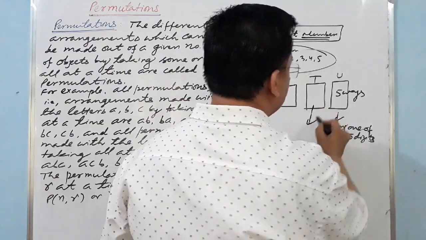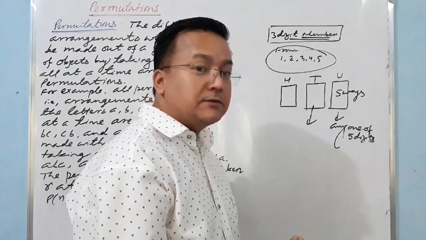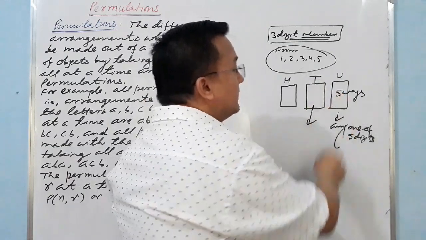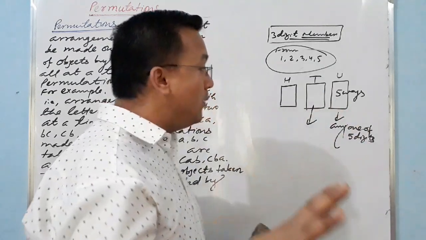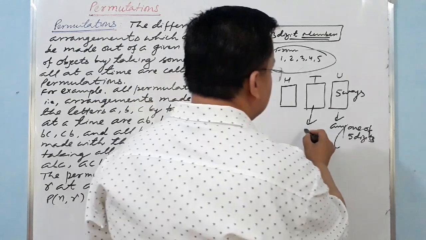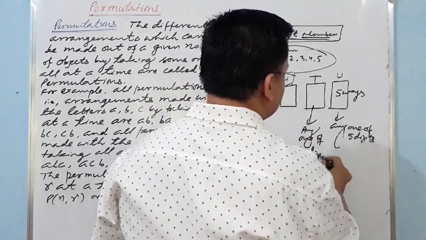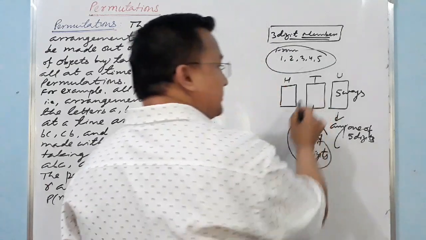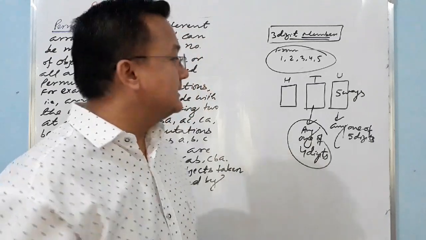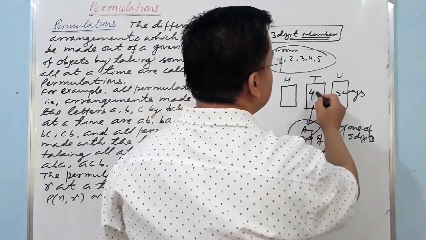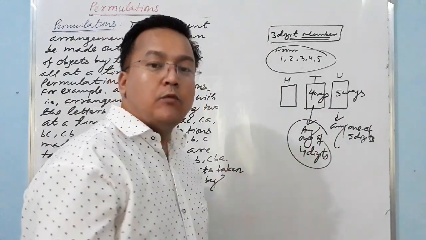Having filled up this place, only one digit will be used here. Now, having filled up the unit place, how many digits are we left with? 4 digits. Here any one of four digits can be used. So in how many ways can we fill up the tens place? Four ways.